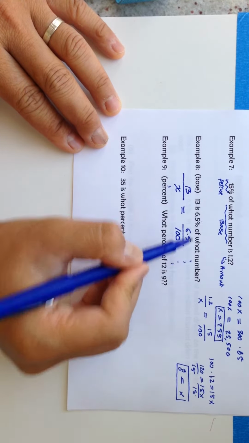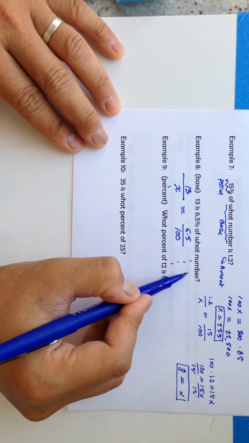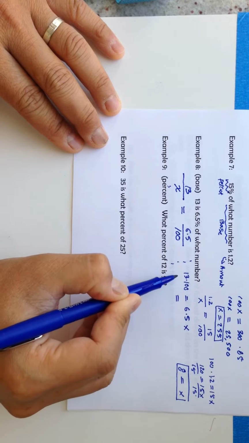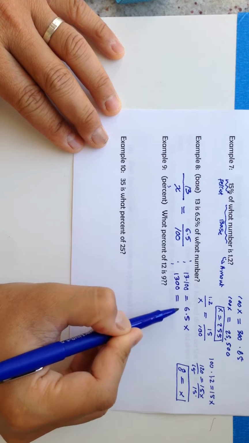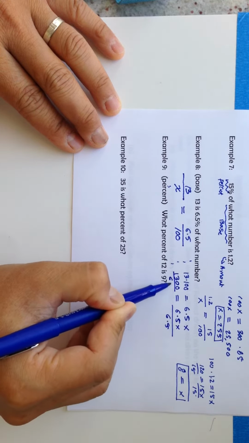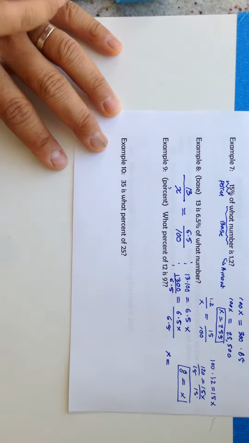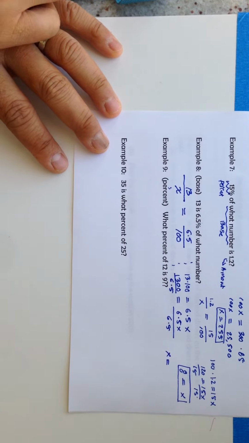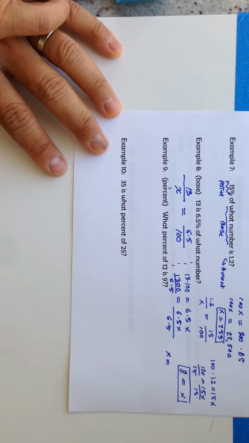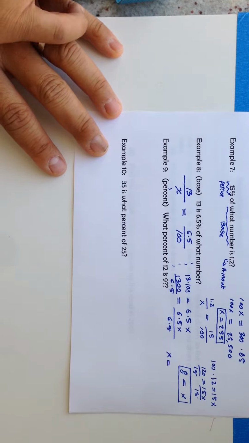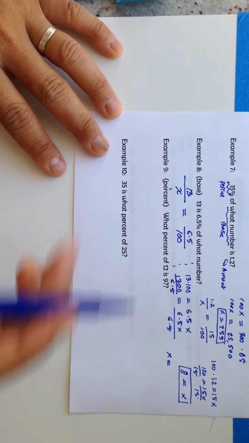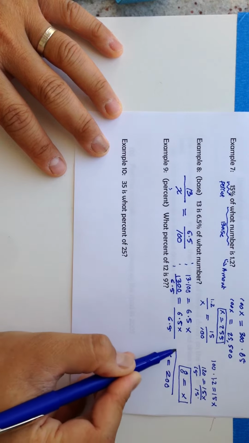Cross multiply: 13 times 100, 6.5 times X. 1300 equals 6.5x. Divide both sides by 6.5. Use a calculator to do these calculations, because I don't want you to waste your time on repetitive work, whereas understanding is actually more important than doing the calculation itself. So x equals 200.